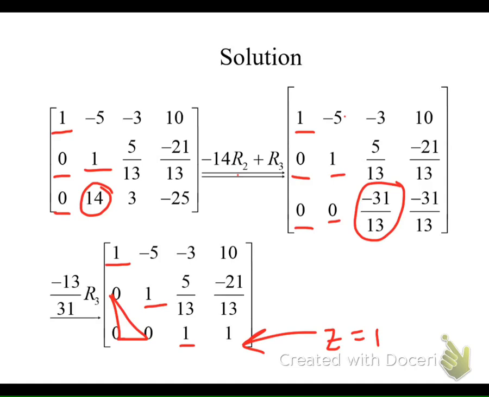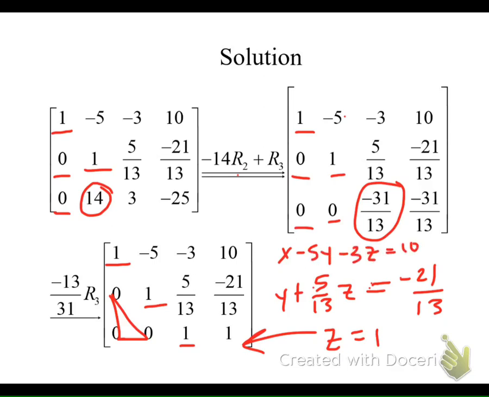The equation above it means y plus 5 over 13z equals negative 21 over 13. That negative didn't show up. And then that top row means x minus 5y minus 3z equals 10. So now it's in that setup in which I can plug this z value in to the previous two equations. Once I find y, I can also plug y into that first one, and I can find all three of my variables easily.